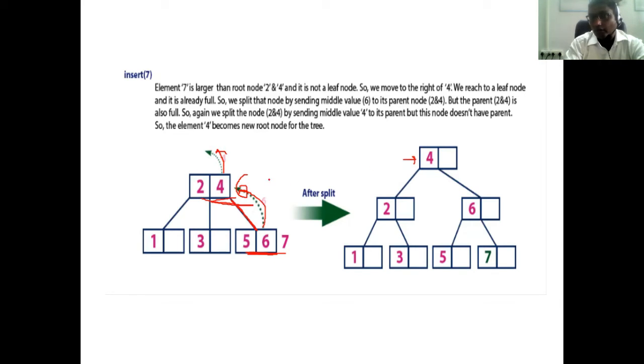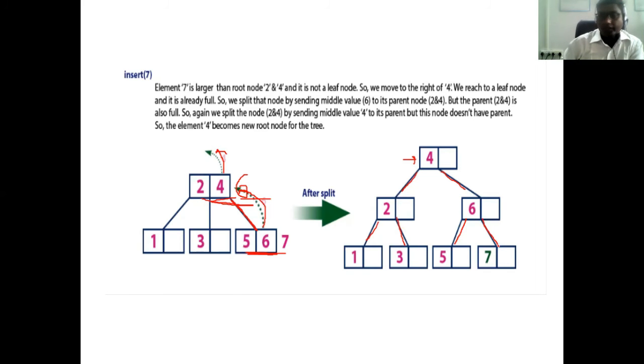After that, on the left side of 4 is 2, and on the right side of 4 is 6. After that 1 and 3 will be as they are. The left side of 2 is 1 and the right side of 2 is 3. After that, 6 has gone up, and all the values less than 6 will be put in the left child. So we have created the node and inserted 5, and after that 7 is greater than 6, so we have created the node and put 7.